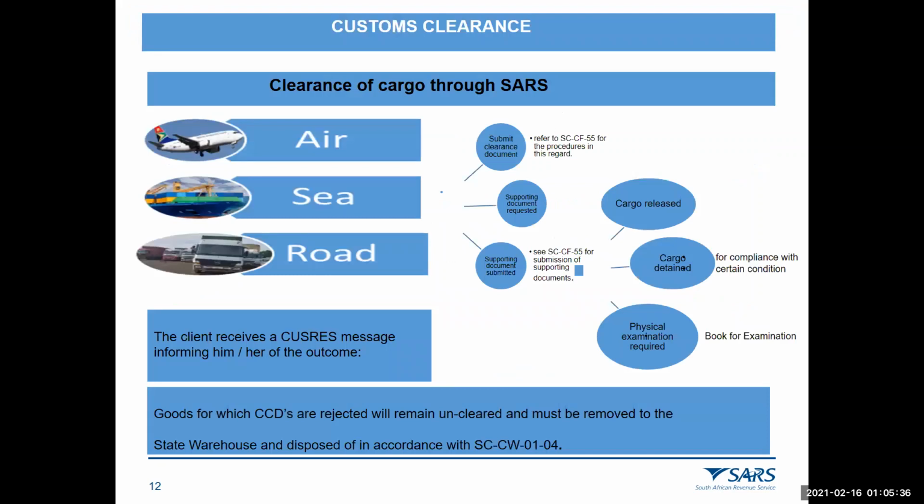So our clearance of cargo can happen by air, that is mostly in our airports, by sea, which is mostly at our harbors, and then by road in all our ports of entry. Customs declaration also happens there. So a traveler can come by air, and once in South Africa have an interest to visit Mozambique or Swaziland or Namibia, then we can also assist with some declaration processes in that regard.